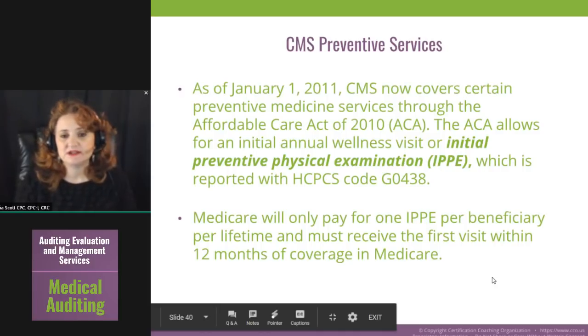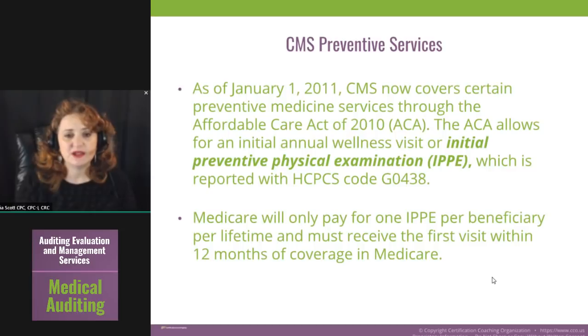Back in 2011, CMS covers preventative medicine through the ACA, and they do initial annual wellness visits. It's called the IPPE, Initial Preventative Physician Exam, and it's reported with a HCPCS code G0438. Medicare only pays for one IPPE per beneficiary per lifetime. And usually, well, they say you must get that first visit within the first 12 months of Medicare coverage.